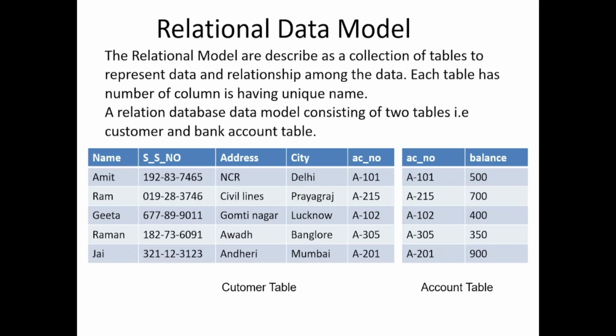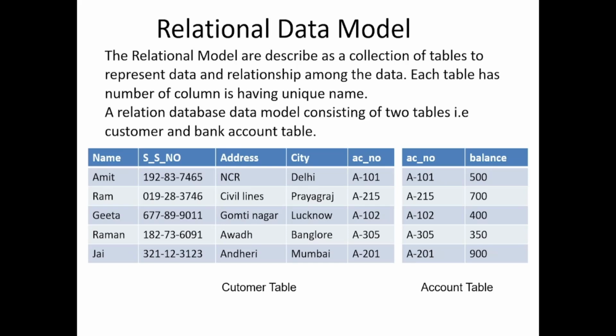Here on your screen we have a relational data model. Relational models are described as a collection of tables, and these tables have to be related with each other. It means data representation is required. Each table has its name, a number of columns, and each has a unique name. A relational database model consists of two tables as far as this example is concerned. One table is called the customer table, another table is called the account table. As far as the customer table is concerned, we have a number of columns or attributes or fields: name, SSN number, address, city, account number.